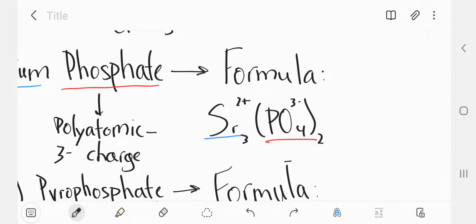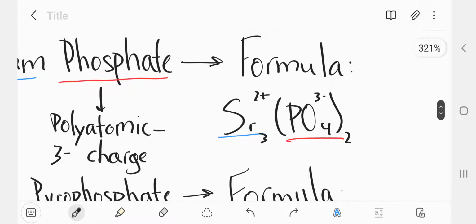Sr. Phosphate, the formula, as I just mentioned earlier, is PO4. Remember to put it in parentheses. For your polyatomic ions, make sure to put it in parentheses to show that it is indeed a polyatomic ion. So strontium, you're going to need 3 of them and 2 of these phosphates because phosphate has a -3 charge.